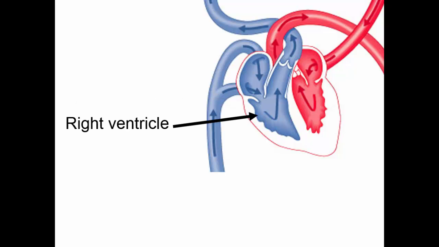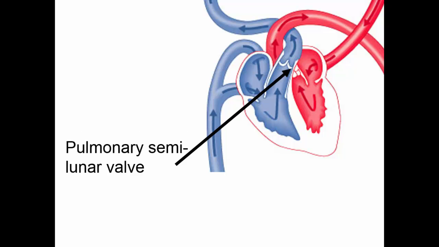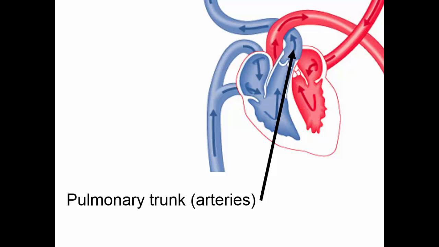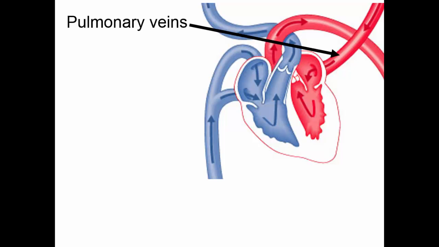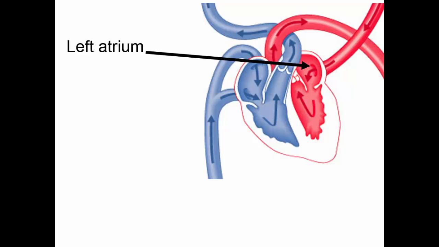When the right ventricle contracts, blood will be forced through the pulmonary semilunar valve and into the pulmonary trunk, which will branch to the right and left pulmonary arteries. This blood will be taken to the lungs where it will get into the capillary beds and we can exchange carbon dioxide for oxygen. The pulmonary veins will return blood from the lungs back to the heart into the left atrium.